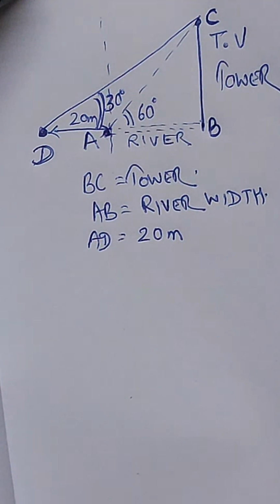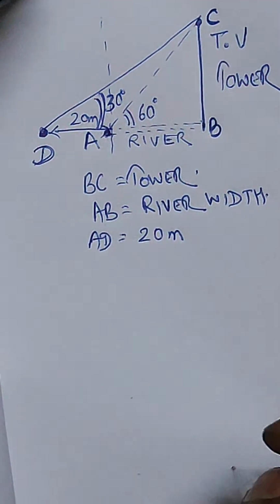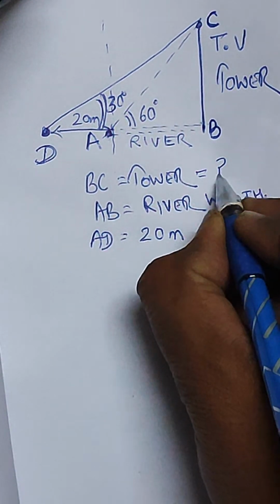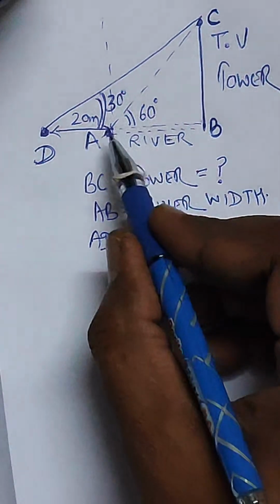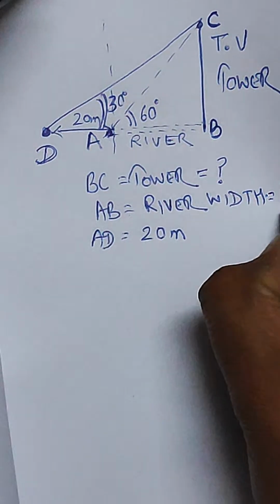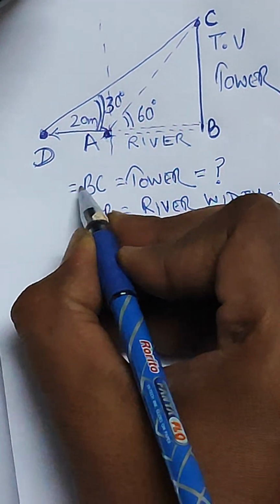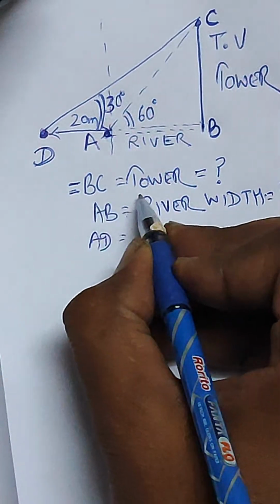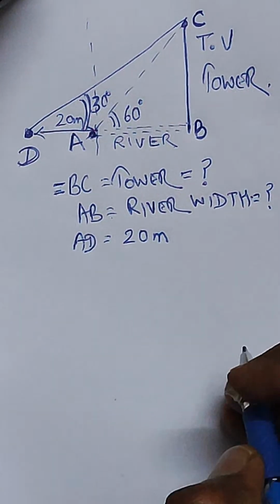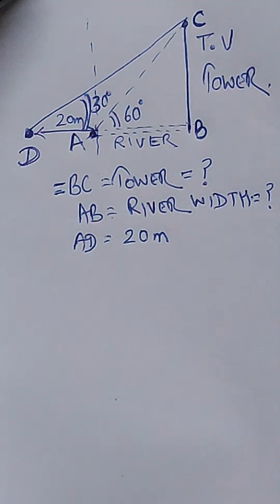Now, from this point, we can see the angle of elevation of the top of the tower is 30. Find the height of the tower and the width of the river. Height of the tower, that means we need to find what is the height of the tower. BC is what, right? And the width of the river, this one, AB is what? Let BC, the height of the tower, be some variable, we can assume it, otherwise you can leave it as it is, no problem.